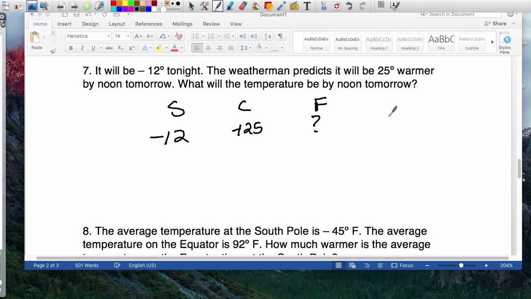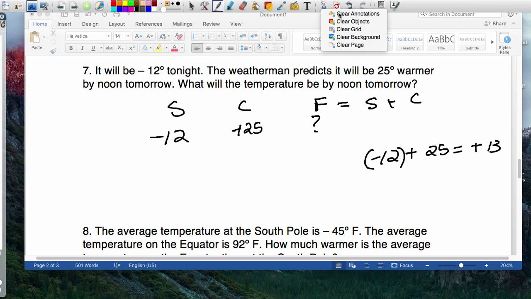So again, the final is start plus change. So what's my starting temperature? It's negative 12, plus it's going to go up by 25 degrees. So what's my temperature tomorrow? Well, this is negative 12 plus positive 25. 25 has a bigger absolute value, so I know my answer is going to be positive. And the difference between 12 and 25 is 13. So it's going to be 13 degrees tomorrow.